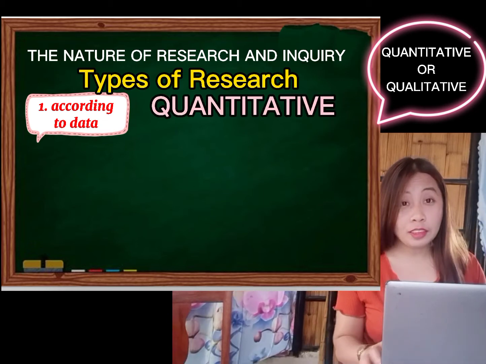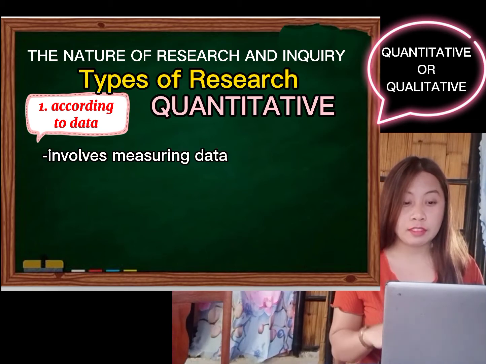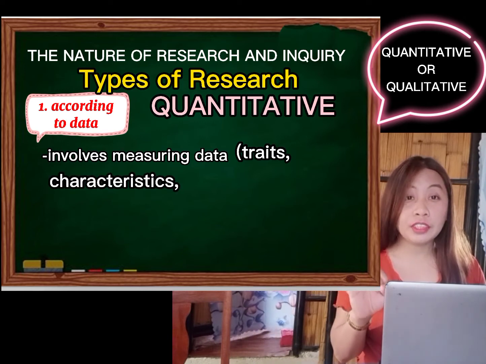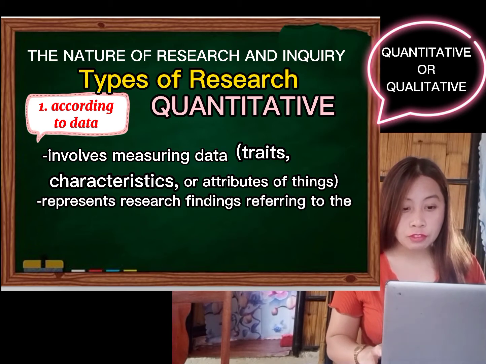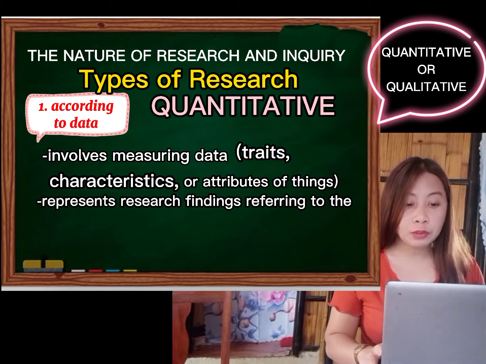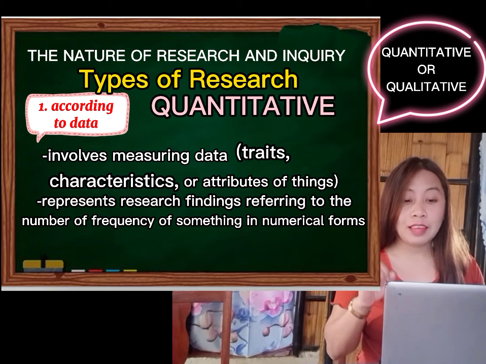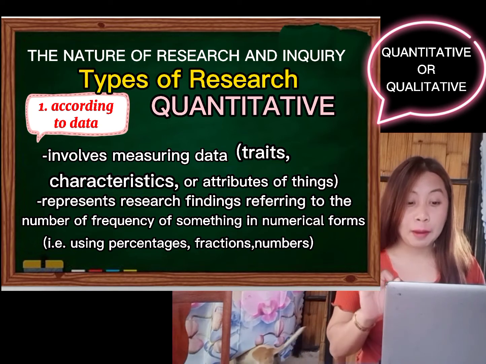So, in quantitative, it involves the measuring data such as traits, characteristics, or attributes of things. It also represents research findings referring to the number or frequency of something in numerical forms. That is, using percentages, fractions, and numbers.